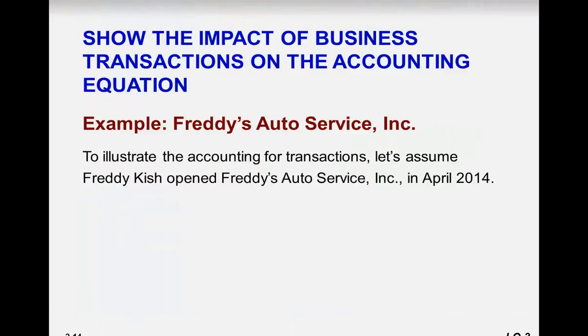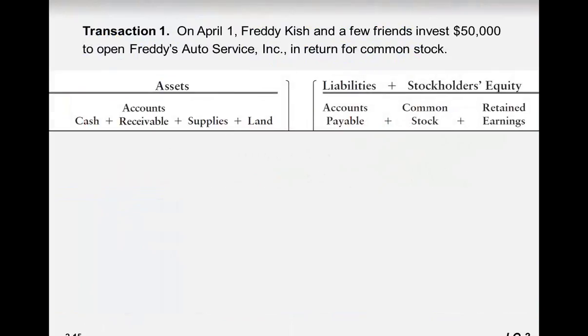So we're going to assume that Freddy opened Freddy's Auto Service in April of 2014. We're going to draw a little accounting equation here, and we're going to say that the assets that Freddy has are cash, accounts receivable, supplies, and land. His liabilities are accounts payable, and stockholders' equity accounts are common stock and retained earnings. And we're just going to show how each little transaction is going to affect this.